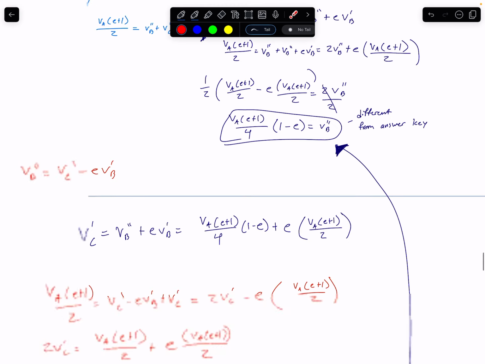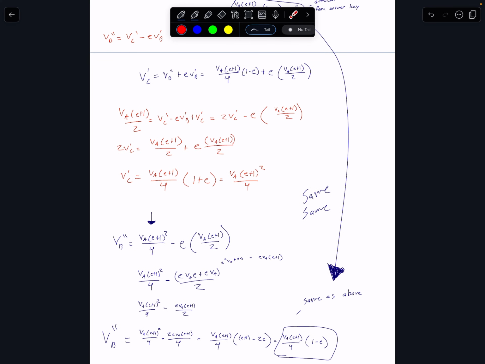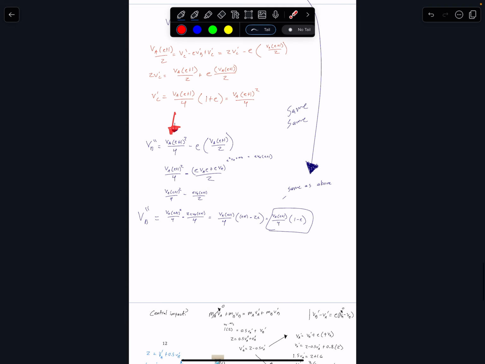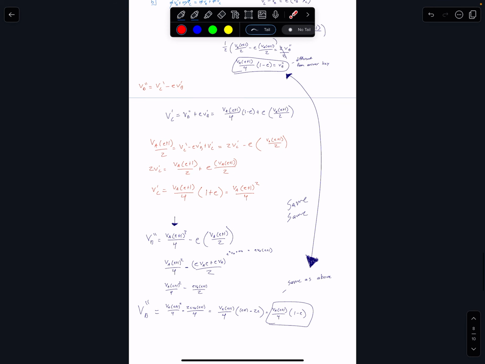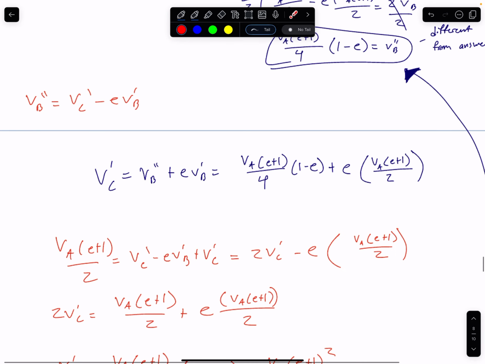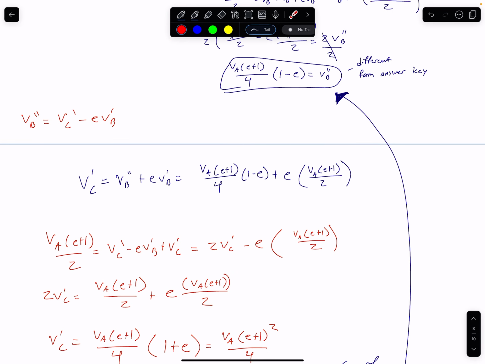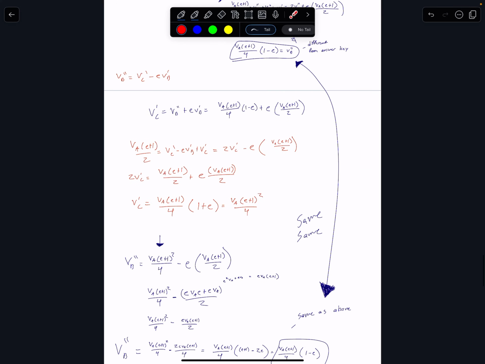And I actually did that twice, once by finding VC prime first and then plugging in, which I did over here, and I got the same answer as above, so I believe that would be correct. And then after finding VB double prime, I subbed into VC prime and got the same answer as on the answer key, actually.